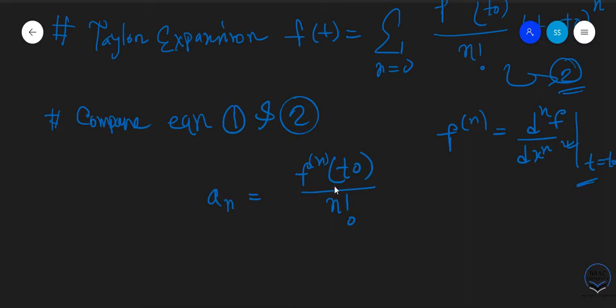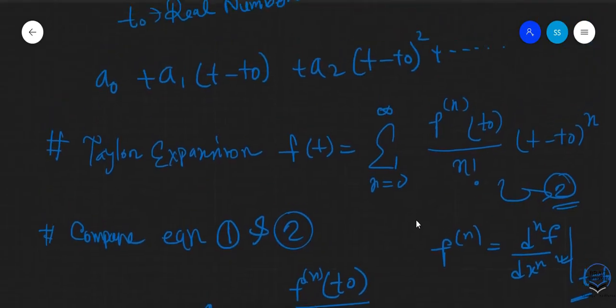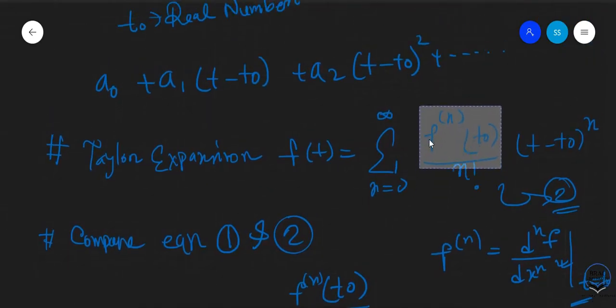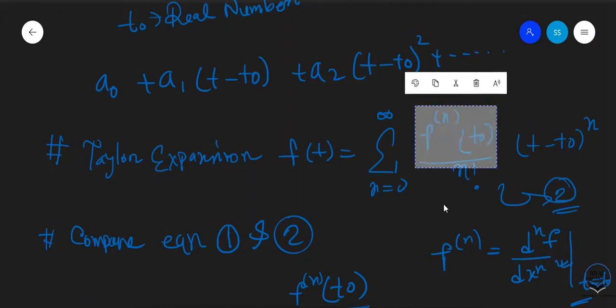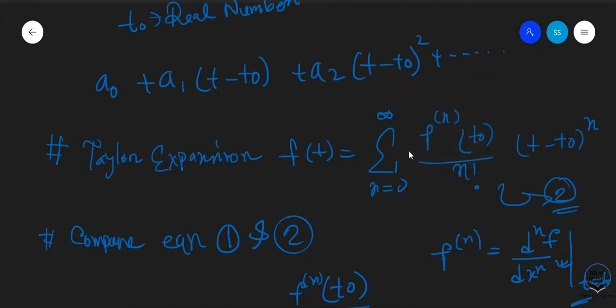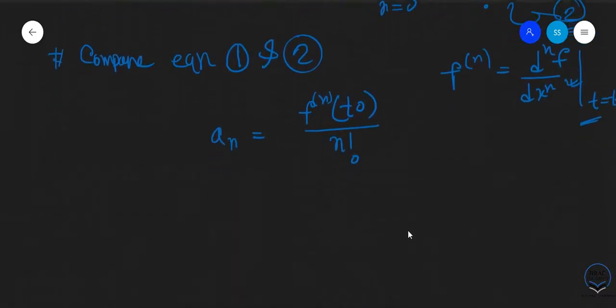So this is all you need to know about power series: how to write them and how to distinguish the different terms.